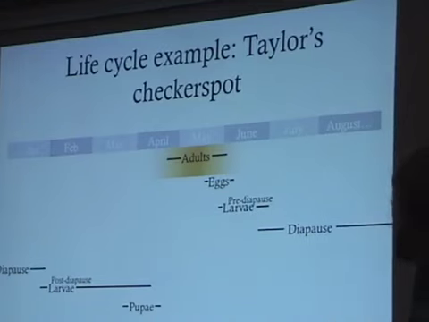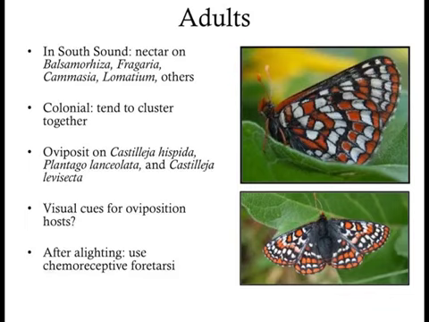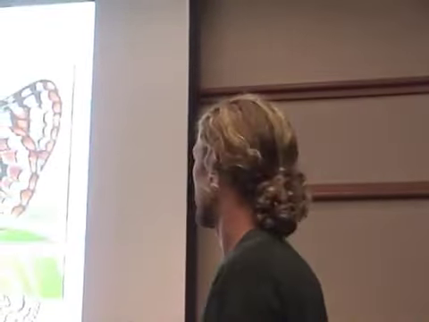And the adults, they nectar on a variety of plants that are fairly common in grasslands, and they tend to cluster together. So if one emerges and it doesn't see a lot of other checkerspots, it's more likely to sort of disperse, whereas if there's a big cloud of butterflies, they'll stick together.